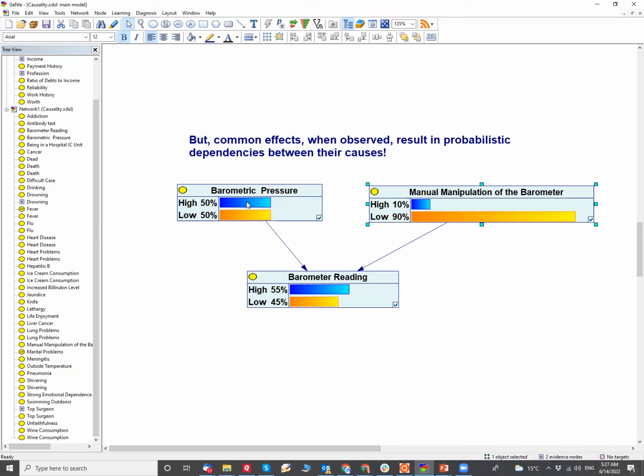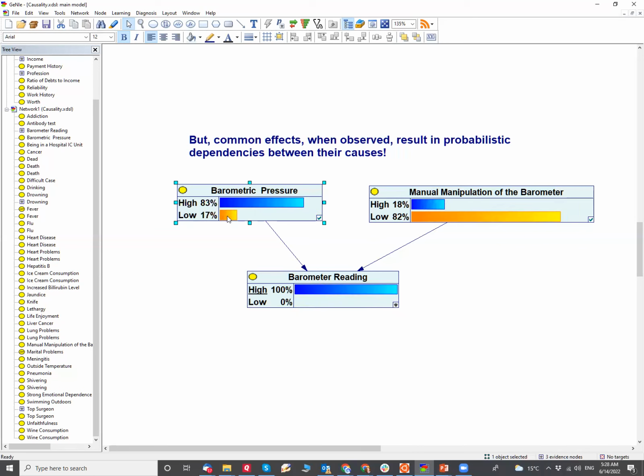The same with barometric pressure. If the pressure is high, the barometer will show it by the way it's constructed. Low, it will also show it. No dependence between the two. However, when I see the barometer reading to be high, of course, both of these go up, dependence, right? Now, the causes become dependent, conditional on the common effect. When I hear on the radio that the barometer pressure is high, my thoughts about my brother joking with the barometer go down.